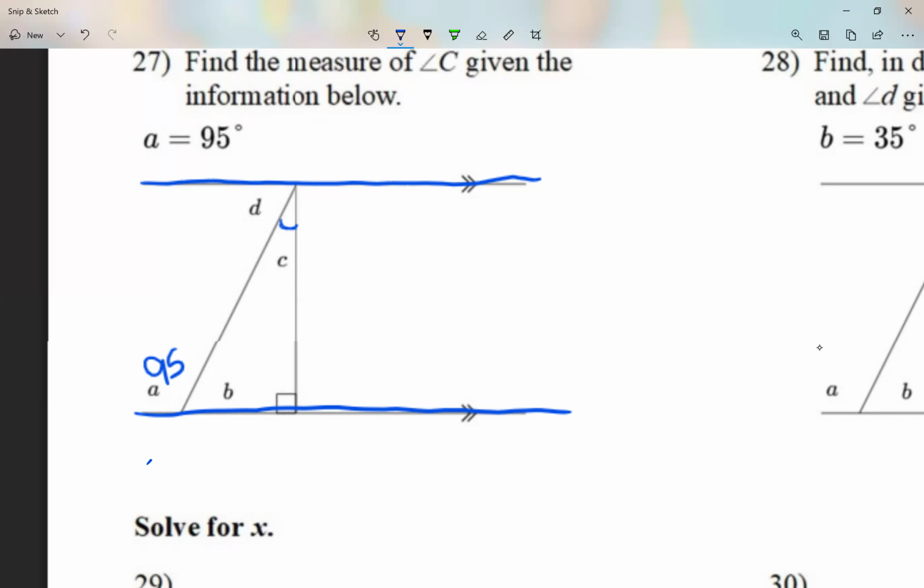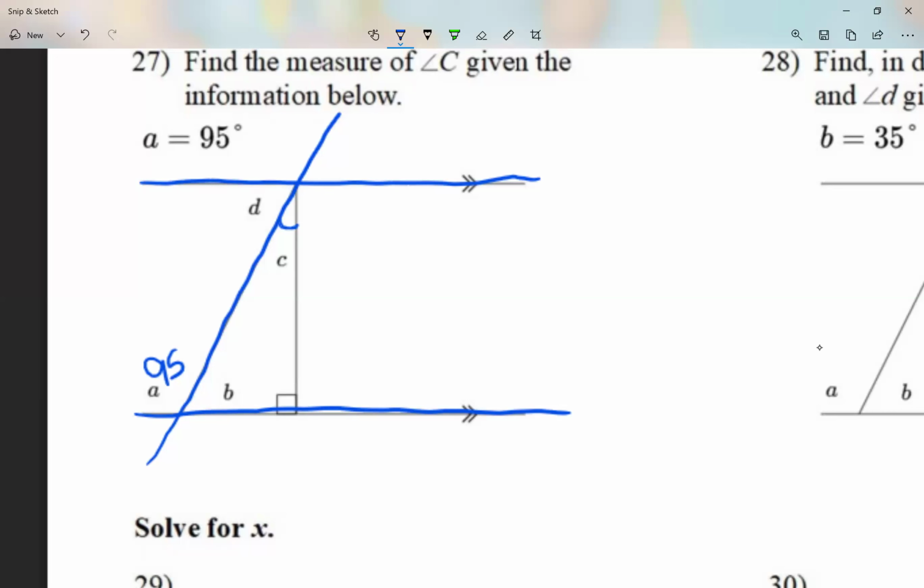Let me use this transversal here. And let me use the idea of same side interior. I'm gonna say the angle D, even though I was not asked to solve for angle D, I was asked to solve for angle C. And let me tell you guys one thing. You're not gonna be able to find angle C right away. You have to find another angle somewhere.